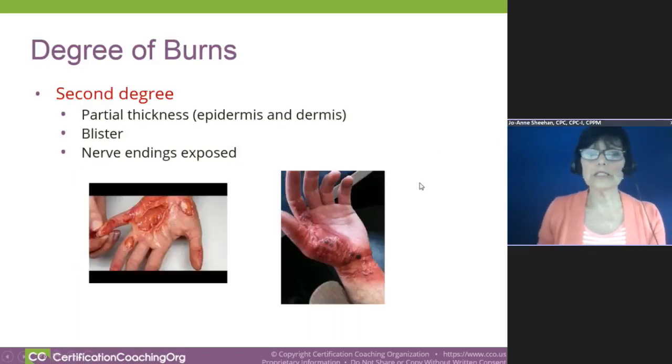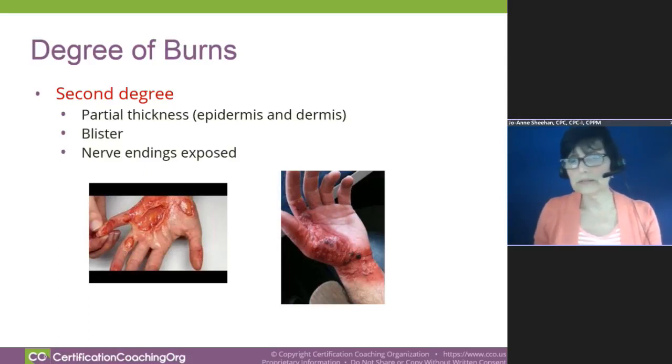Now, second degree burns, again from my medical manual, this is partial thickness, epidermis and dermis, blister, nerve endings exposed. And that's pretty nasty as well.